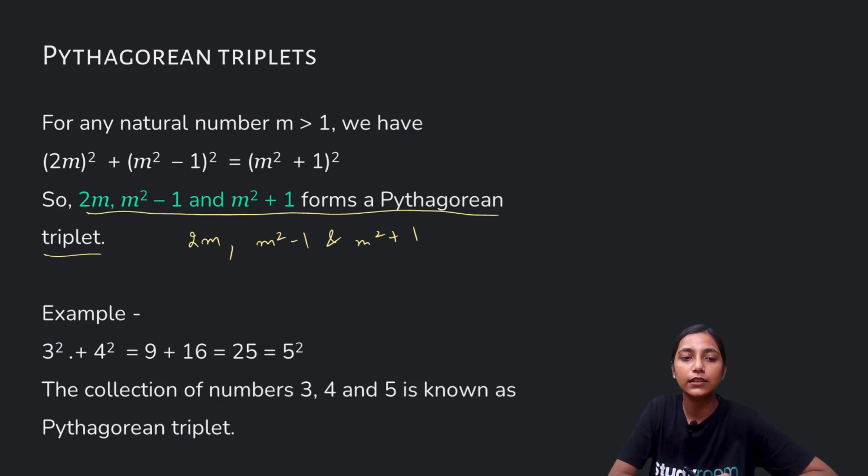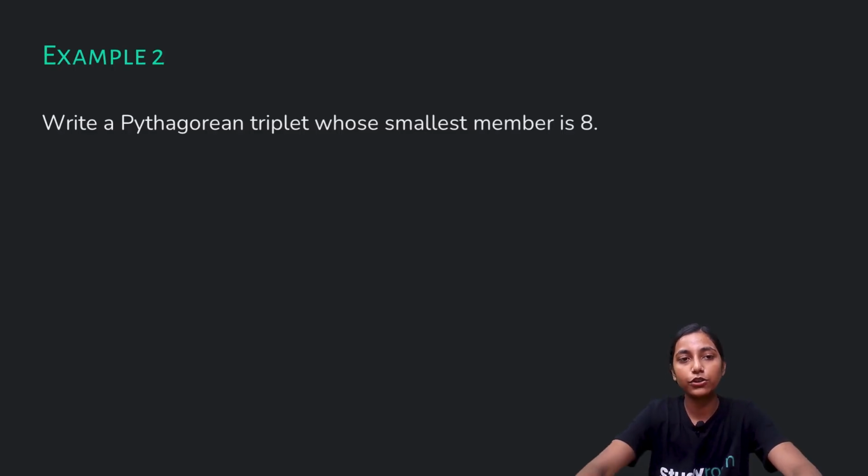Example, you can see here 3 square plus 4 square is equal to 9 plus 16. That is 25, and 25 is actually 5 square. So the collection of these numbers 3, 4 and 5 can be called a Pythagorean triplet. So Pythagorean triplets are the numbers 2m, m square minus 1 and m square plus 1. We have questions related to it.